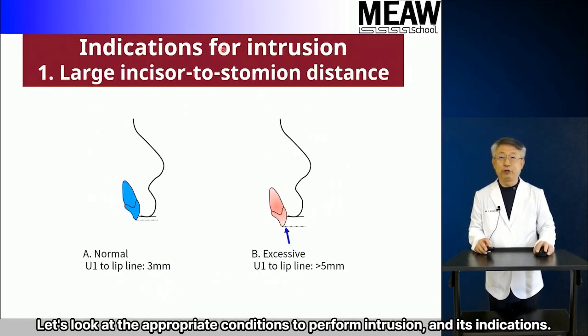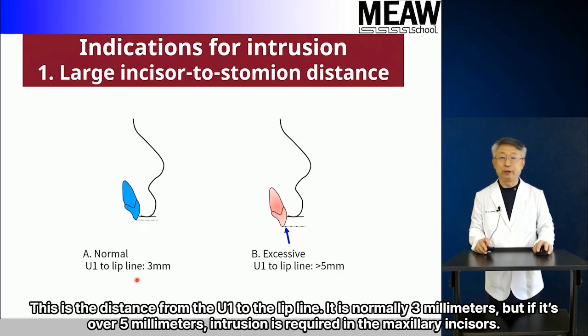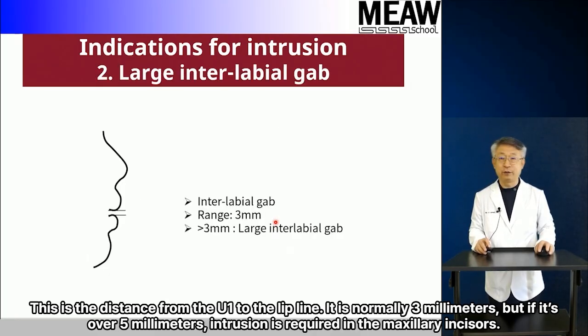Let's look at the appropriate conditions to perform intrusion and its indications. Firstly, a large incisor to stomion distance. This is the distance from the U1 to the lip line. It is normally 3 mm, but if it's over 5 mm, intrusion is required in the maxillary incisors.